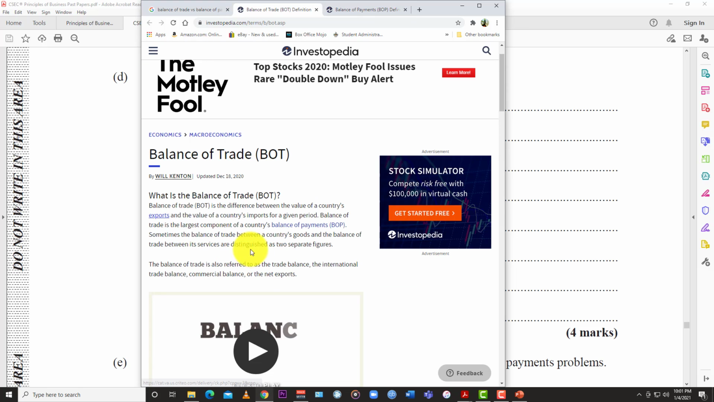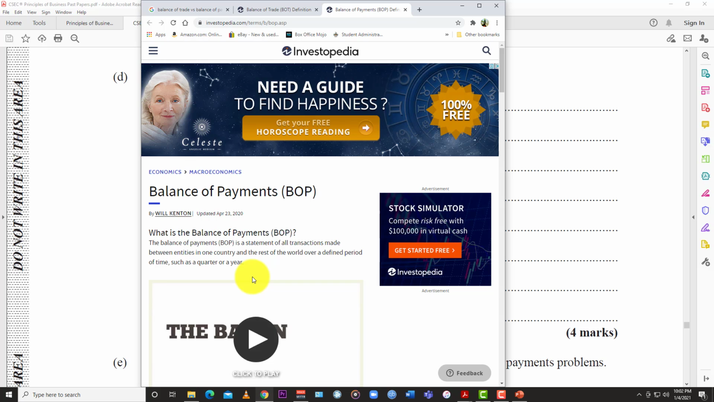Whereas the balance of trade is the value. So it's the import versus export. So it's the value of the country's imports versus its exports. If you have more imports than you have exports, then you'd have a balance of trade deficit. But if you have more exports than imports, you have a balance of trade surplus. So balance of trade is all about the imports versus the exports, the difference between the value of a country's exports and the value of a country's imports for a period of time. Whereas the balance of payments is all the receipts, all the transactions that a country goes through with other countries in the rest of the world.